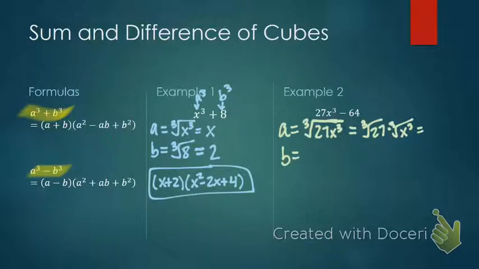The cube root of 27 is similar to 8. We're looking for a number that I multiply 3 times and get 27. So 3 times 3 is 9, times 3 again is 27. Therefore, the cube root of 27 is 3. The cube root of x cubed, we just did. It's just x, because the cube root cancels out the cubed exponent. B is the cube root of the second term.